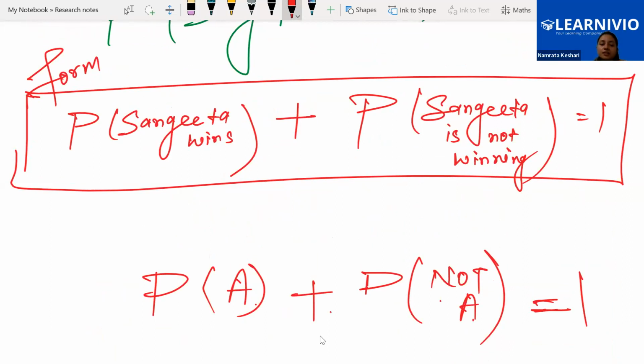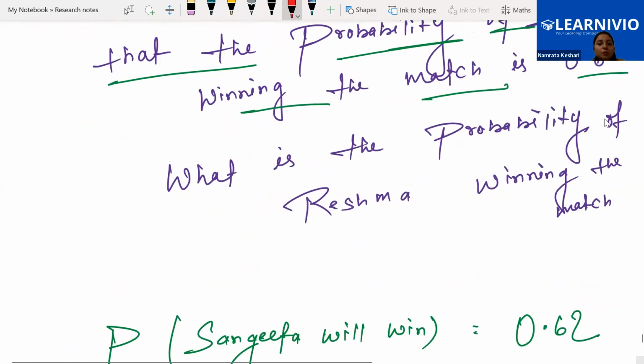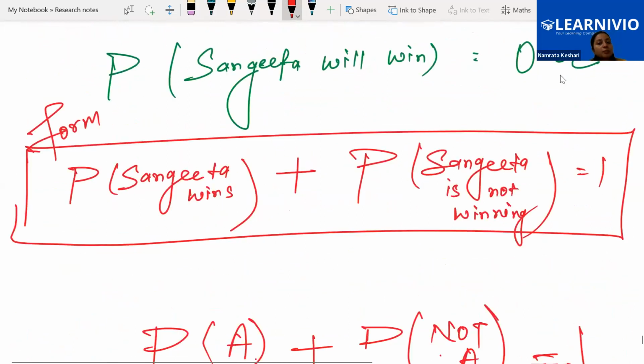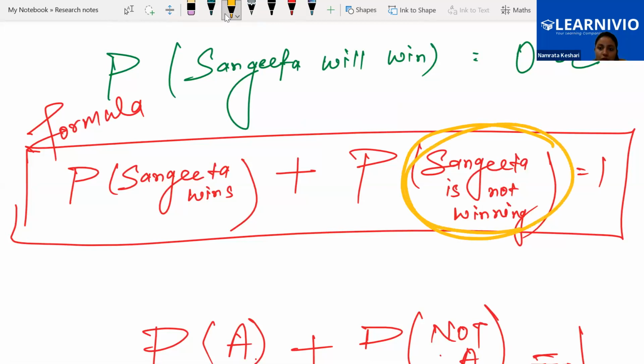Now the question is how exactly we are going to use this formula. We have to find the probability that Reshma will win. Sangeeta will win with probability 0.62. So can we write that Sangeeta will win plus Sangeeta will not win equals 1? Exactly. And look at this statement carefully: if Sangeeta is not going to win, then who will win?